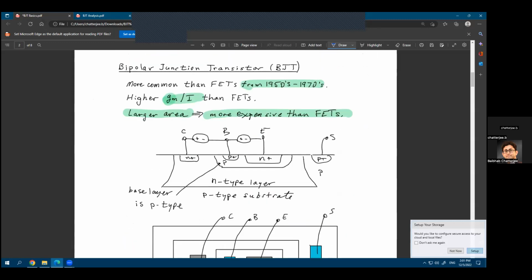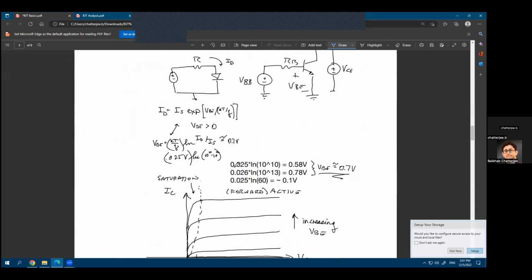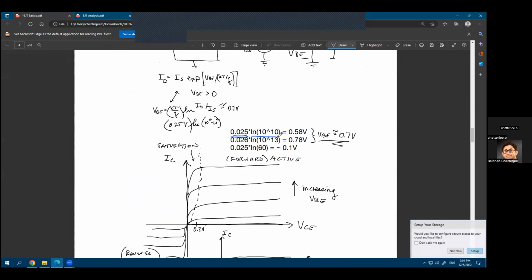So if we just take a few examples, let's say my VT is 0.025, that's 25 millivolts. And let's say the natural logarithm that I'm looking at is the natural logarithm of ID over IS, the diode current over the saturation current. If this is 10 to the power 10, the value of your VD will be 0.58 volts or 580 millivolts. If it is 10 to the power 13, you see that it's only 0.78 volt or 780 millivolts. So the voltage across the diode did not change much, even though the current across the diode changed by 1,000 times, right?